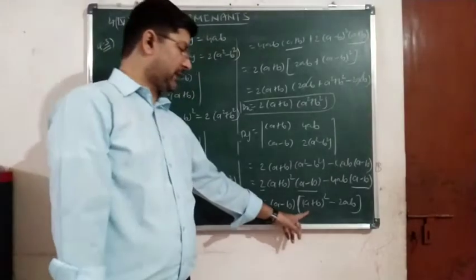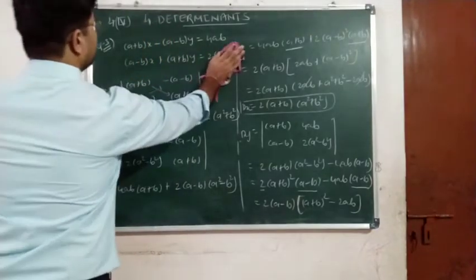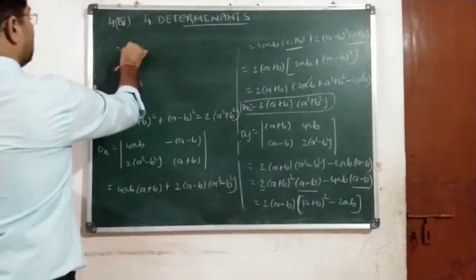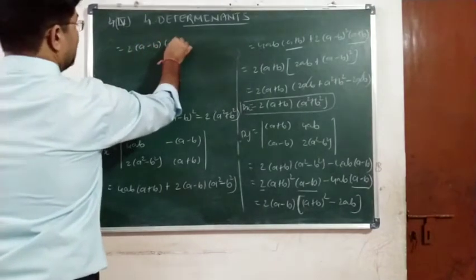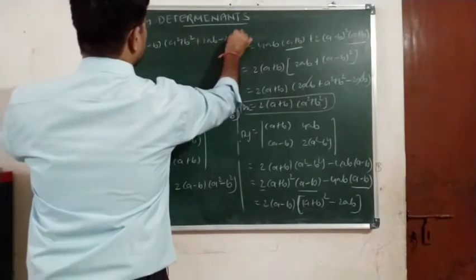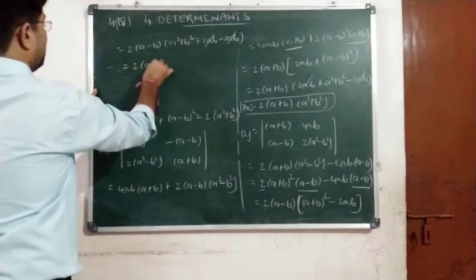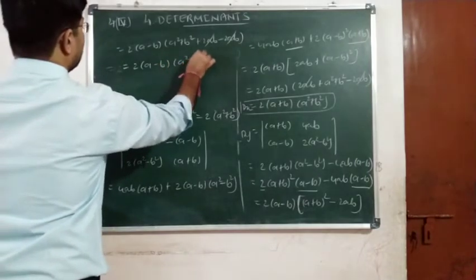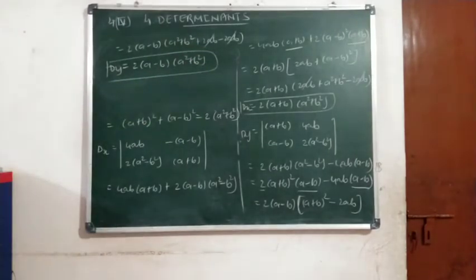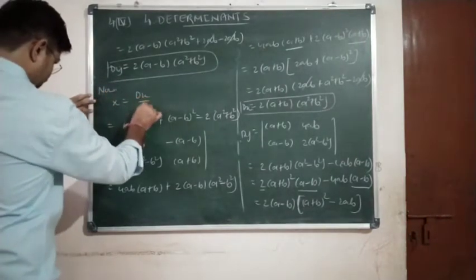Now let us simplify this bracket: a square plus b square plus 2ab minus 2ab. Which is equal to 2 into (a minus b) into (a square plus b square), as plus 2ab and minus 2ab will get cancelled. So 2 into (a minus b) into (a square plus b square). This is the value of Dy. Clear? Okay, now let us find out x. x is equal to Dx upon D.